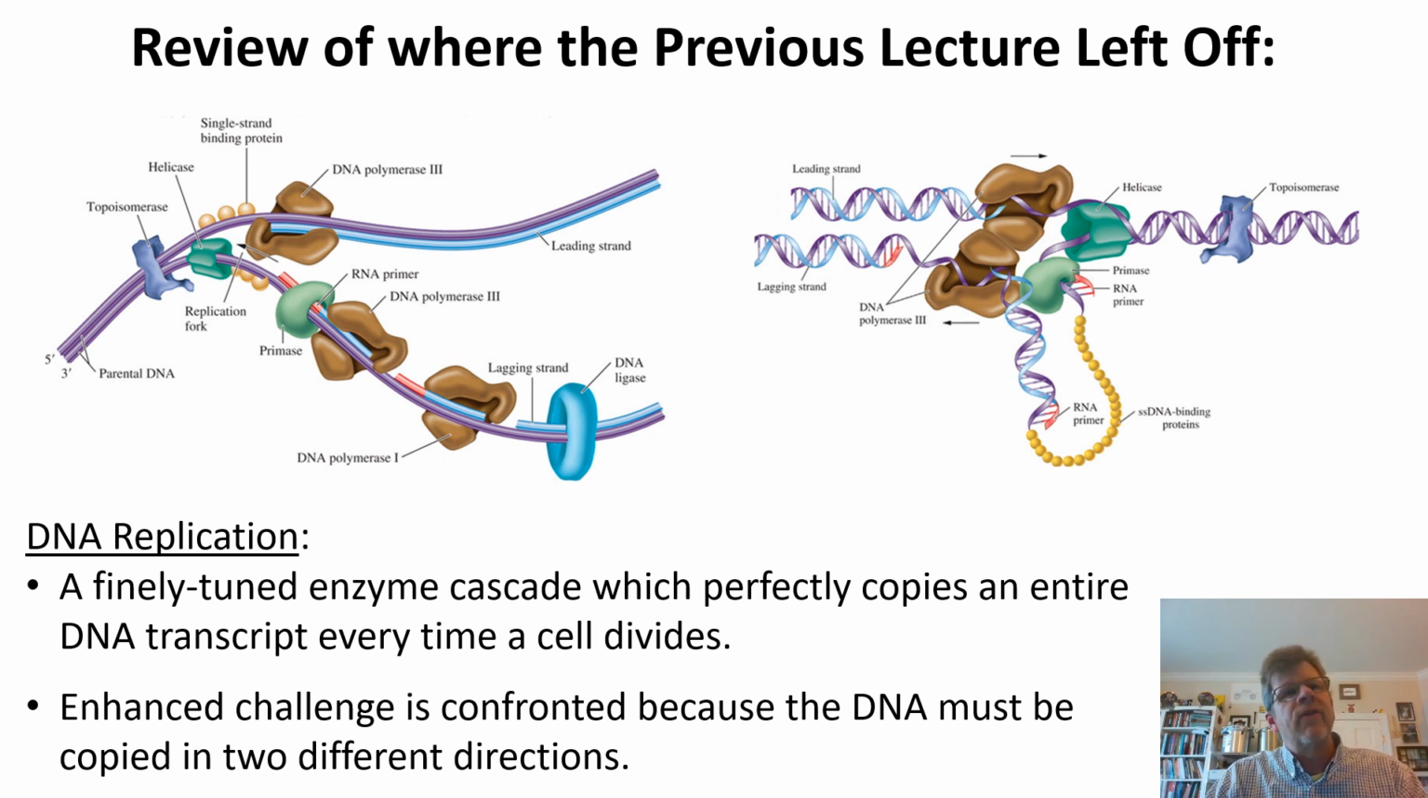So the nucleus of every cell has within it a full copy of our DNA, an incredibly long, intricate molecule. Again, if put end to end, it would be a molecule about 6 feet long. And every time a cell divides, that very intricate molecule has to be replicated perfectly, going from one cell into two cells. So that process we went through in detail last time involved a very finely tuned enzyme cascade, which perfectly copies the entire DNA transcript every time a cell divides.